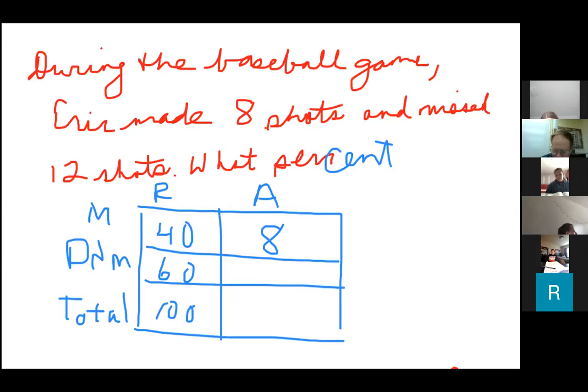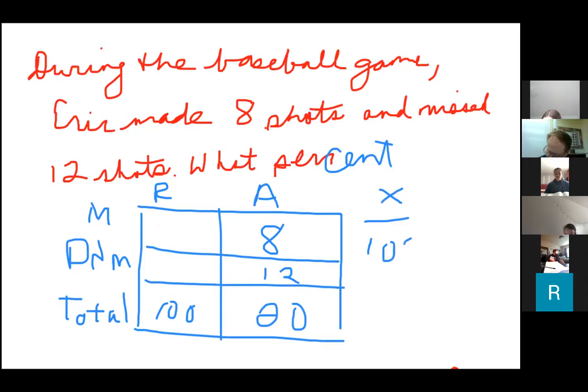8, 12. Okay, so I had kind of messed up on what I wrote on here, because this information wasn't there, just the 100 was there. It shows that he had 8 and 12 as the numbers there. And so then the total was 20. So you're looking for what they did not make. So you would compare X over 100 is equal to 12 over 20. Okay, and that would be your comparison.